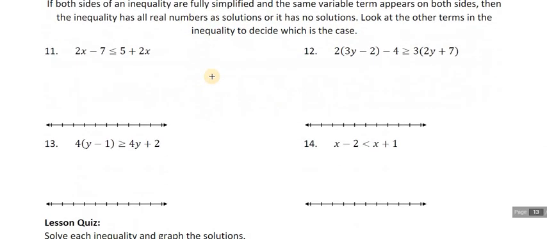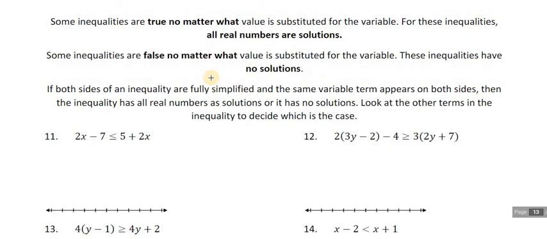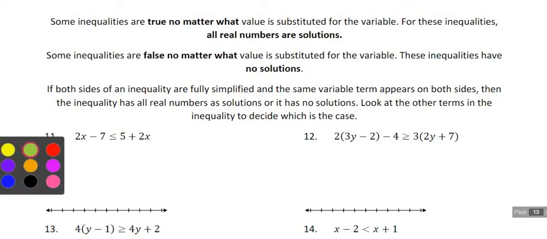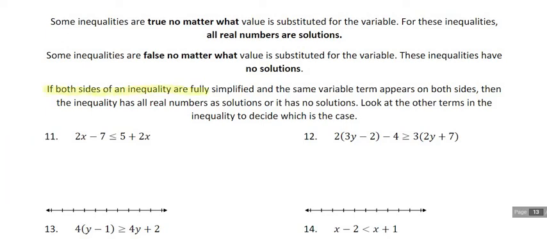All right, I'm going to wrap up here with a couple problems that are addressing the situation that sometimes you're going to have inequalities that are either always true or always false, no matter what. Okay, so basically, we address this in our solving equations. If both of our sides of an inequality are fully simplified, and we have the same variable term, the same number of x's or y's, or whatever the variable is on both the left and the right, we're going to run into a certain special circumstance, and we just have to determine whether it's going to be an all real numbers situation or a no solution situation.